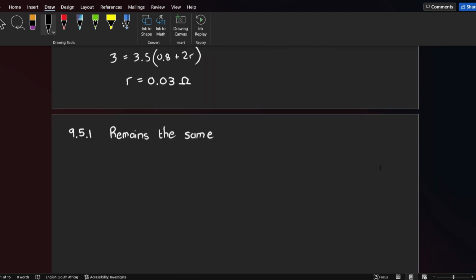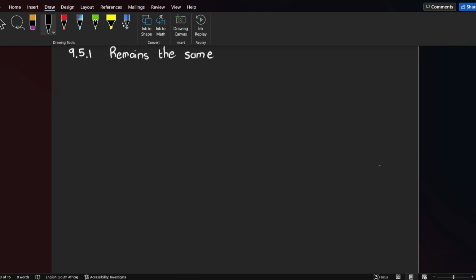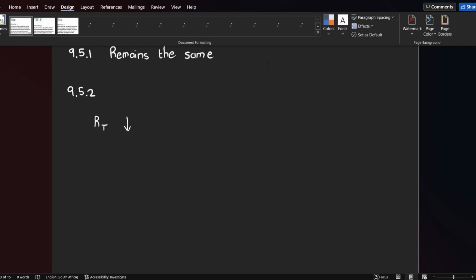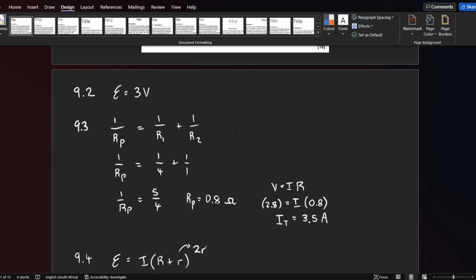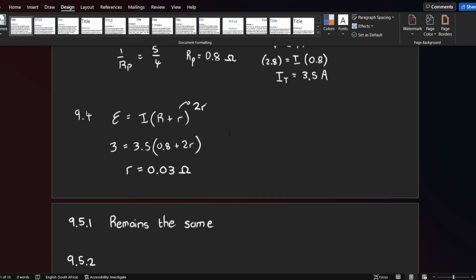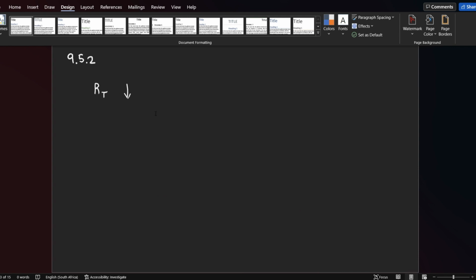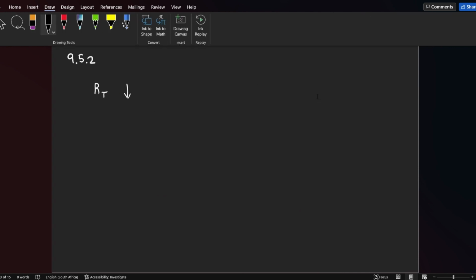So firstly, 9.5.2, by adding a resistance in parallel, the total resistance will decrease, because according to our formula for Rp, the more resistors you add, since it's inverse, the less your total external resistance becomes. So your total external resistance will decrease. If your total external resistance decreases, that means your total current will increase.